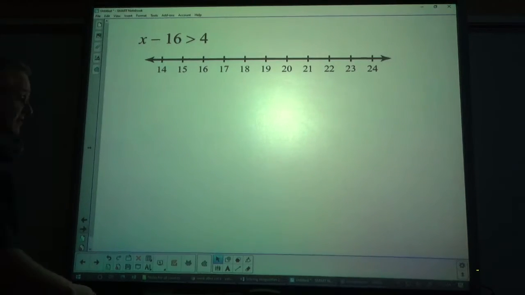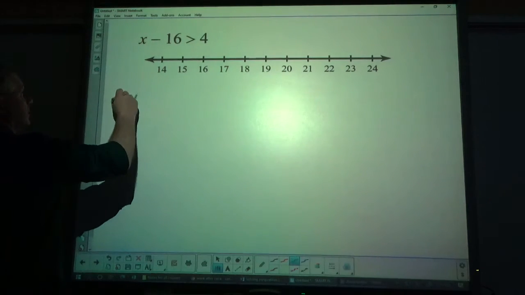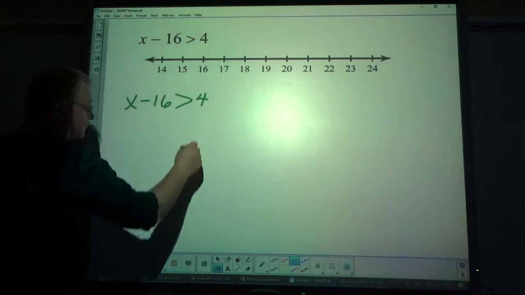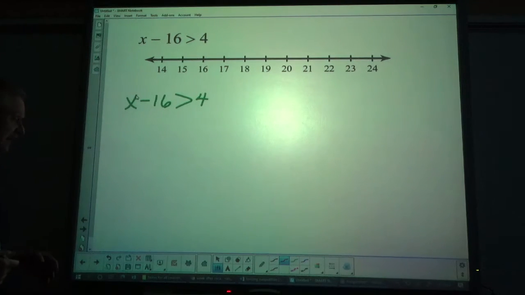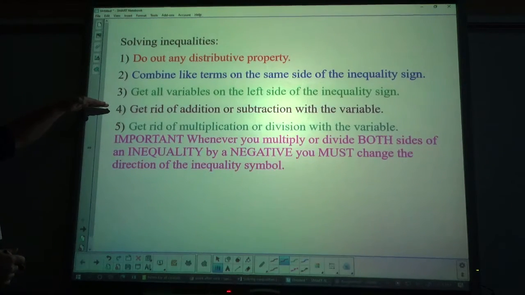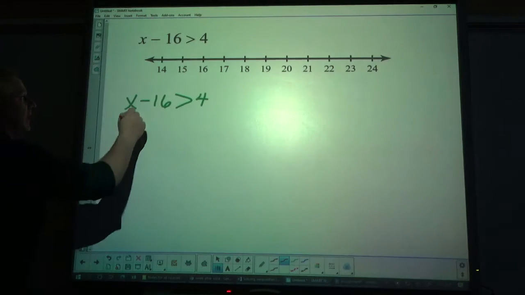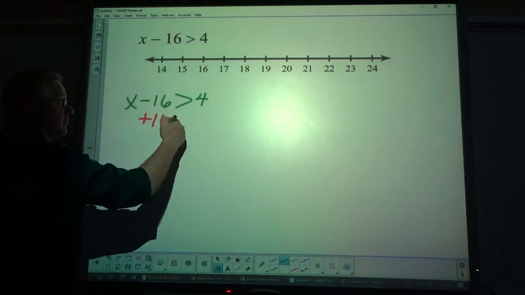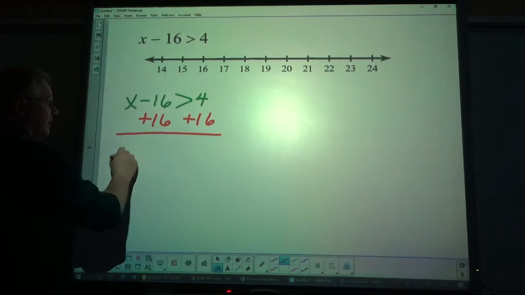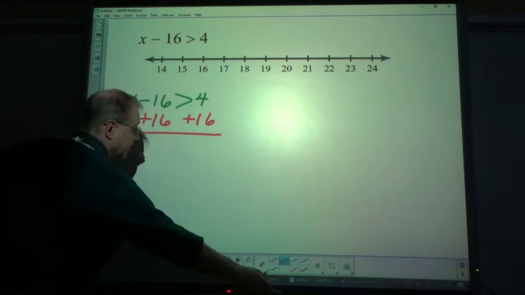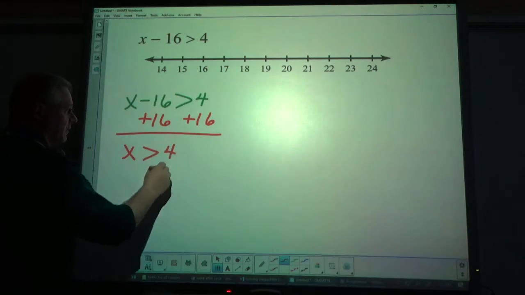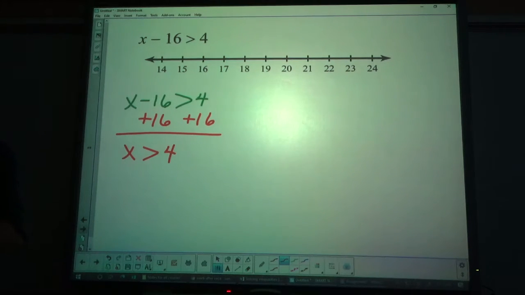X minus 16 is greater than 4. Step one, I have to get rid of the subtraction. There are none of these other steps needed until step 4. So I'm going to add 16, just like you would if there's an equal sign. X, not equals, right? So common to write that, but x is greater than 4. Now if I had subtracted 16 from both sides, I would not be changing the inequality sign, only when you multiply or divide by a negative.